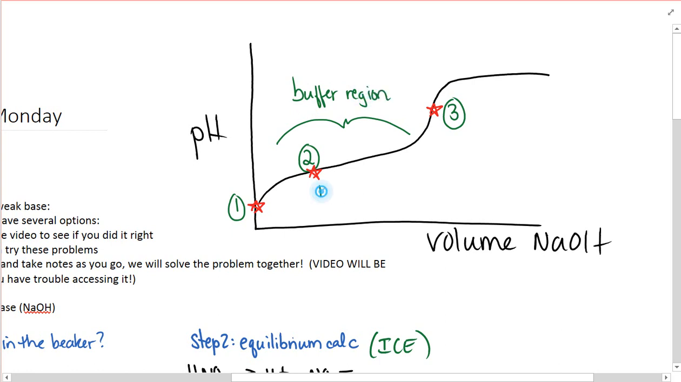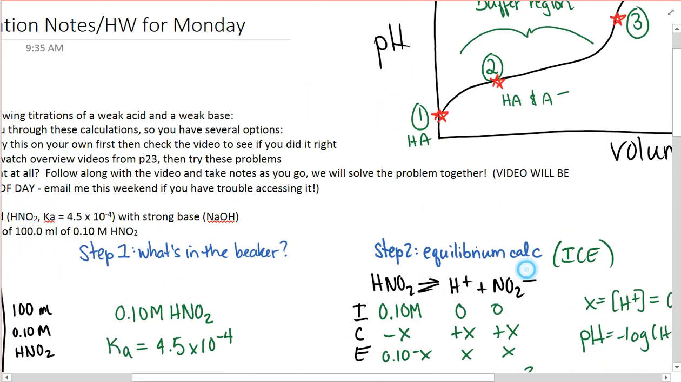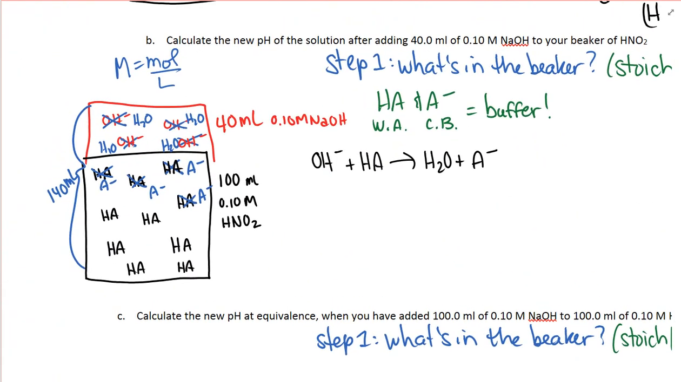So in this region, you have a mix of HA and A minus, as opposed to here, initially, you only had pure HA. Right here in the middle, you've got HA and A minus, so it's a buffer, and we'll notice that the pH is staying relatively constant in that buffer region, which makes sense because buffers are solutions that resist change in pH. Okay, so we've got a buffer, but we have to find the exact pH of our buffer, we have to quantify how many HAs and how many A minuses we actually have in our solution.